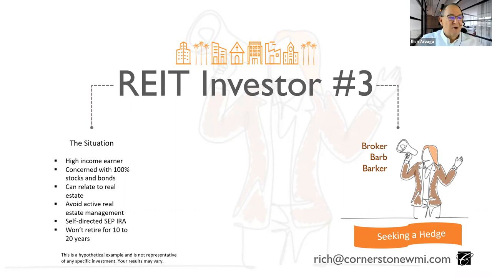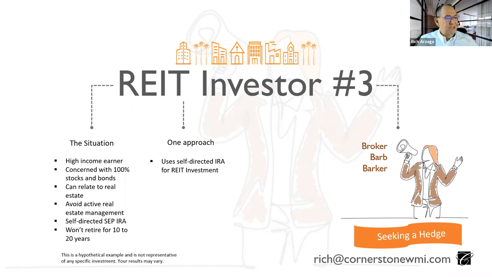So here's the thing about Barb. She doesn't need the income, but she wants diversification. The REITs generate income. When they generate income, they are taxed. That's where the SEP IRA comes in. If you put the REIT in the IRA account and it generates the income, it'll simply grow the IRA account balance, but it won't be taxed. So this is a great use of, especially in this situation.